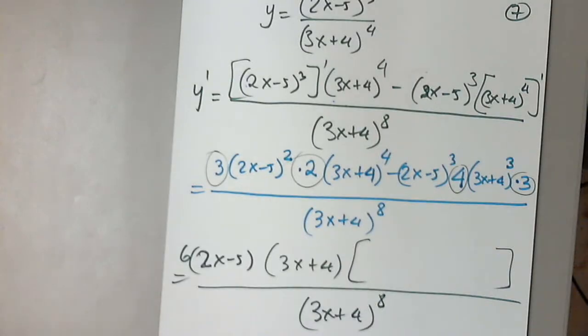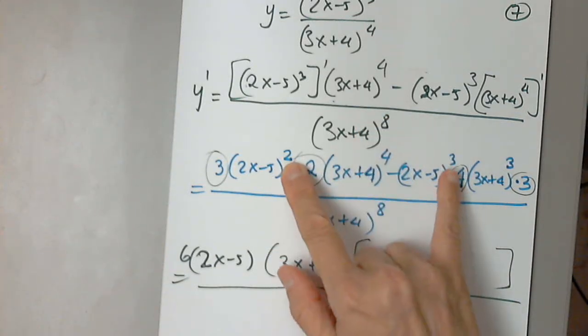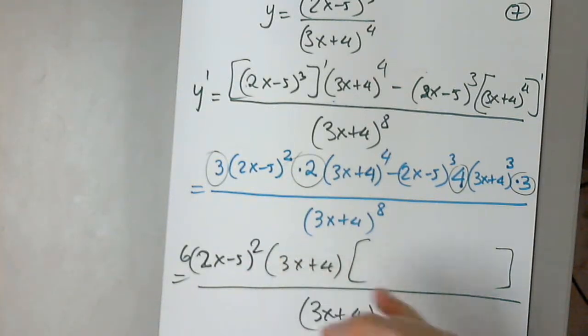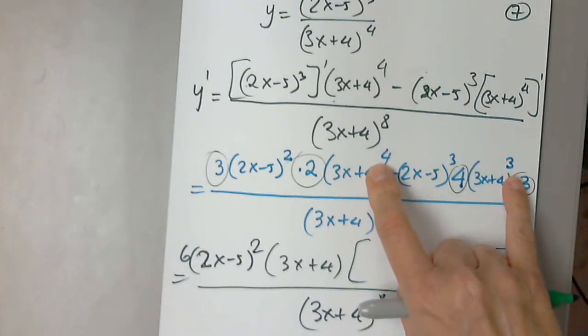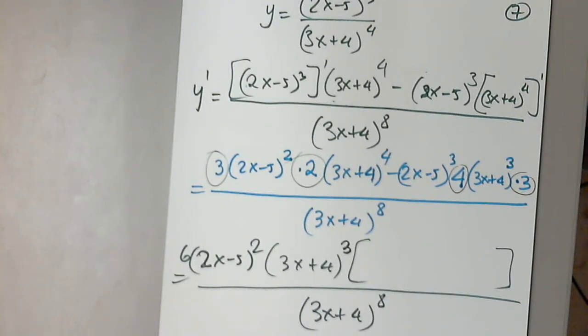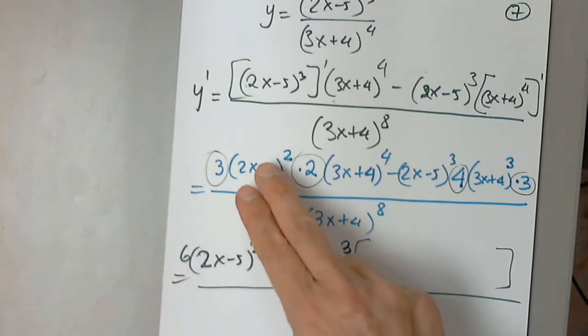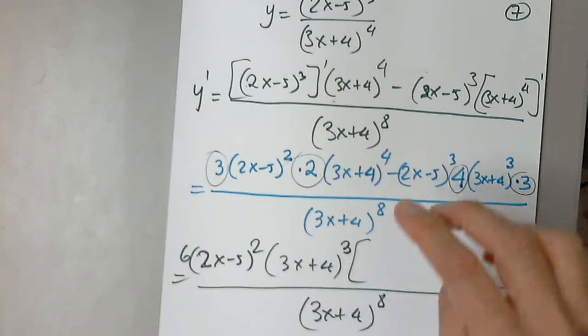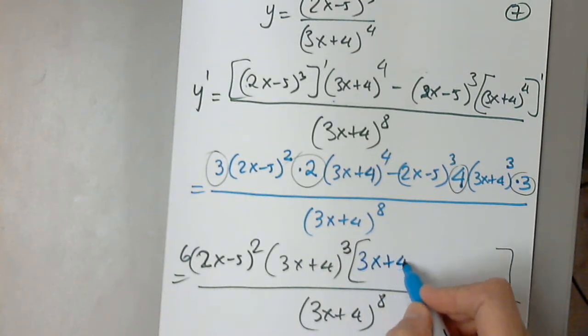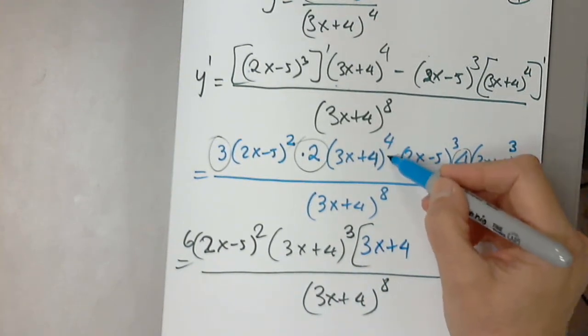Ready? Okay. So this is power 2 and this is power 3, and I have to choose the smallest, which is 2. Very good. This is power 4 and this is power 3, and I have to choose the smallest, 3. Let's see what is left from the first term. 6 is completely out. 2x minus 5 squared is out. From these 4, I removed 3 of those, so 3x plus 4 is left. And then I reach the negative sign.